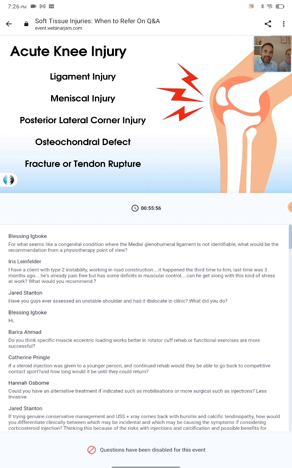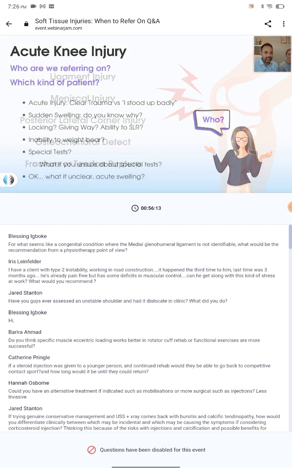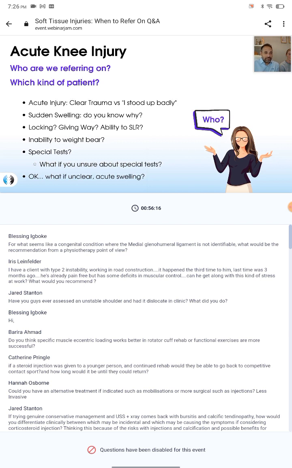Or you might be thinking about something major like a fracture or a tendon rupture. So those might be some of the things that you're considering when you're assessing your patient who's had a real acute knee injury and they come into your clinic and they're really, really struggling. So some of the key things that I would think about when the patients would come to see me in A&E.